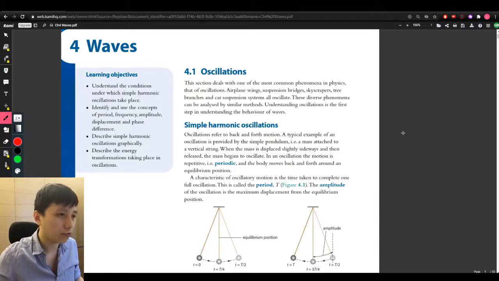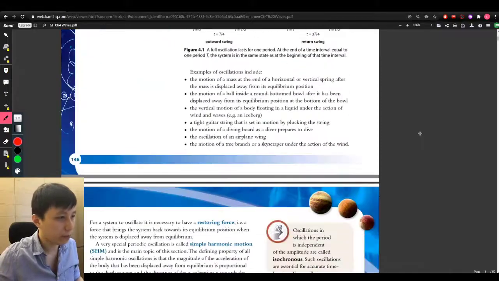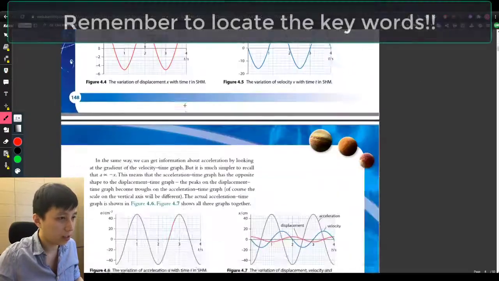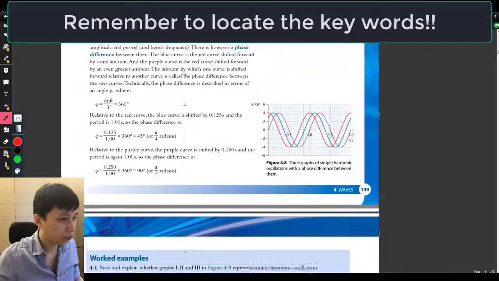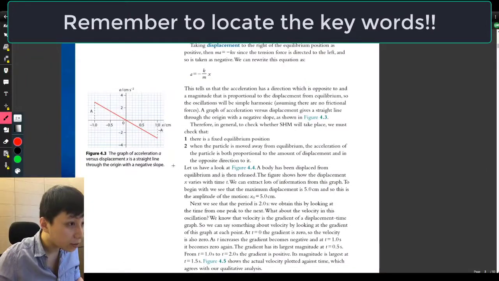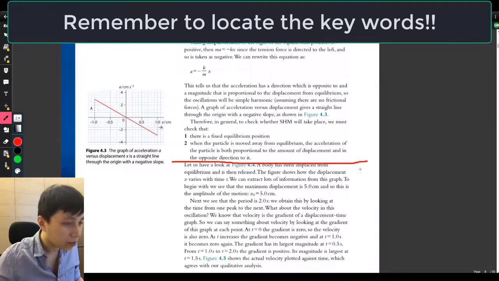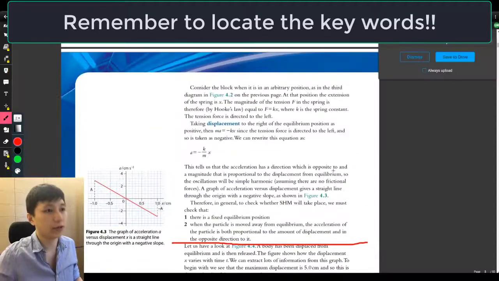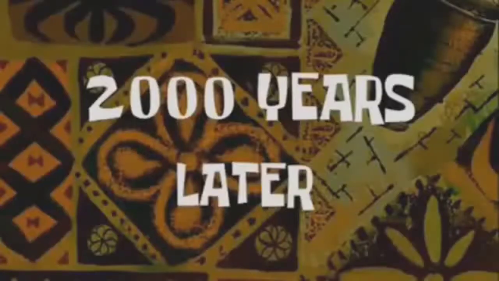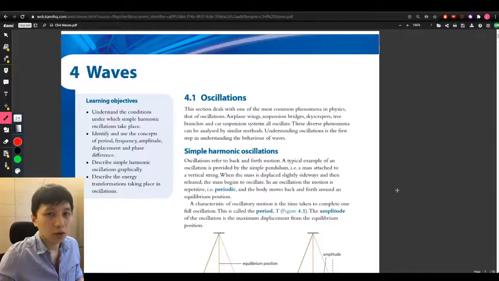Here, I would like you to read the textbook from the beginning of chapter 4, page 146, all the way, keep going until you reach, I think, at least page 148. So pause the video now and do it. 2,000 years later. Alright, so let me go through the pages as well and point out the keywords to you.